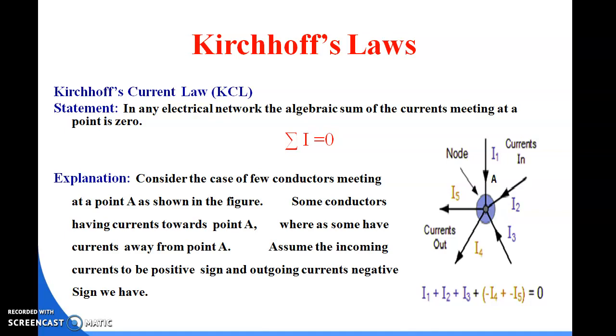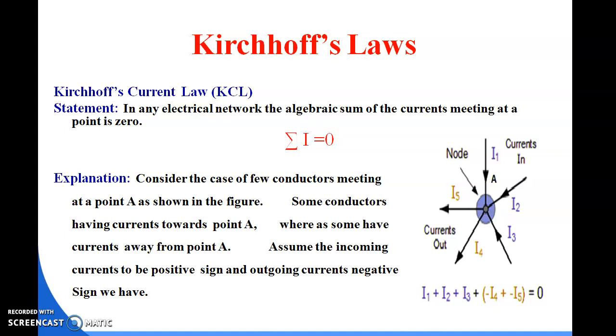Kirchhoff's laws are basically of two types. One is Kirchhoff's current law and the other one is Kirchhoff's voltage law. So first we will discuss what Kirchhoff's current law is. Okay. According to Kirchhoff's current law, the algebraic sum of currents meeting at a junction or a node is 0. That means in any electrical network, the algebraic sum of currents meeting at a point is 0. Okay, the meeting point is known as a node or a junction. That means the summation of current is equal to 0.